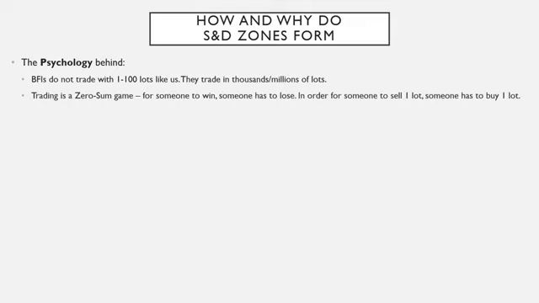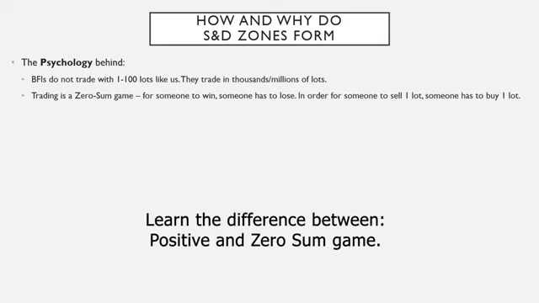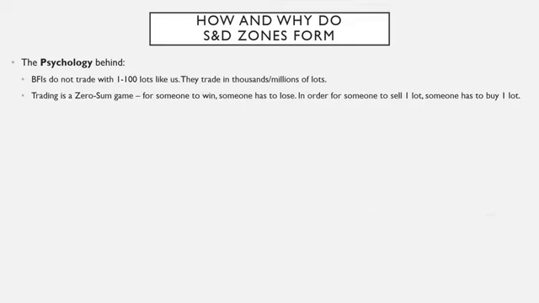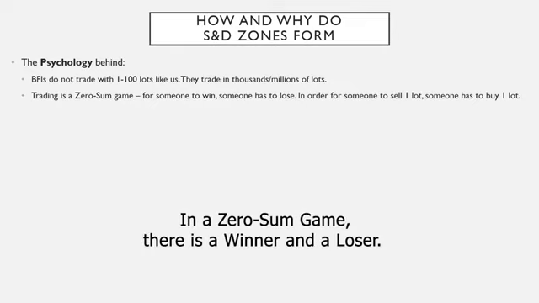Very important to understand also is that trading is a zero-sum game. So you have a positive sum game and you have a zero-sum game. A zero-sum game is that when somebody wins, someone else has to lose. In order for someone to sell one lot of your USD, someone else has to buy one lot of your USD. And one of those people is going to lose.